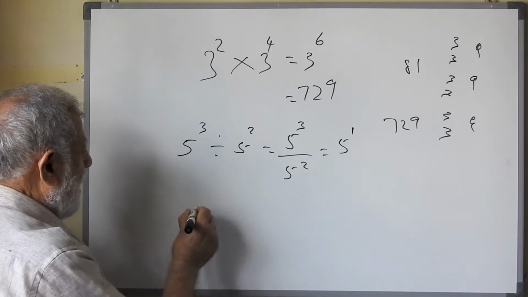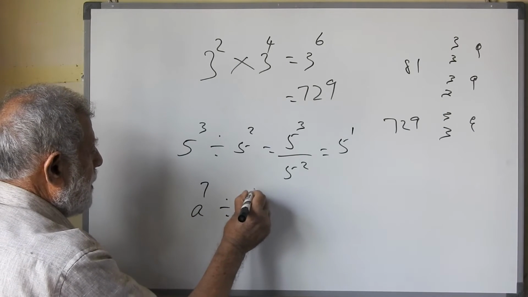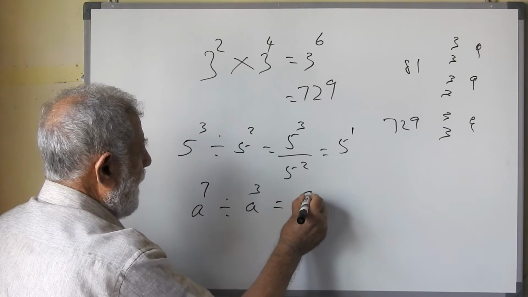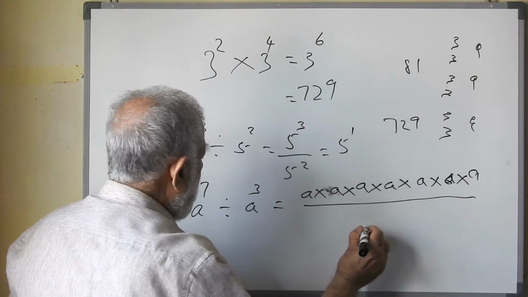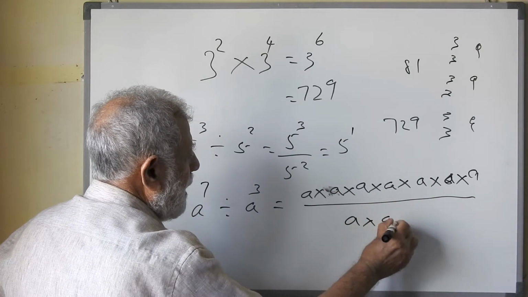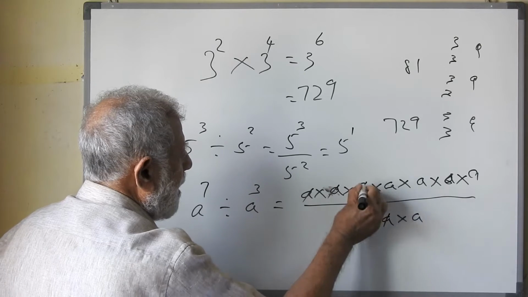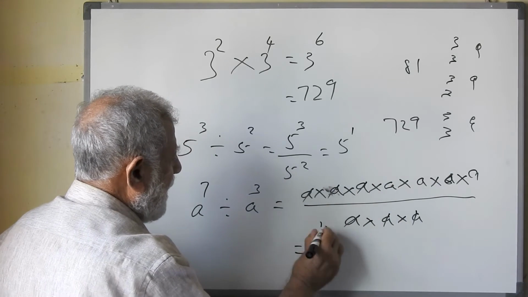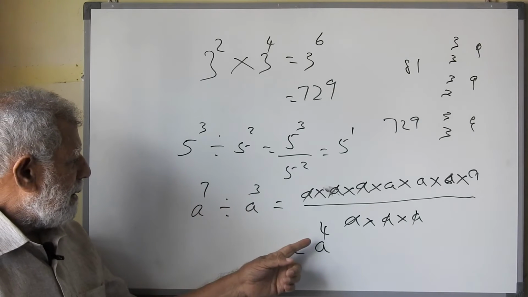Same way, we have 8 to the power of 7 divided by 8 to the power of 3. We can do it like this also. We can write 8 multiplied 7 times, divided by 8 to the power of 3, which is 8 multiplied 3 times. Now we can go on cancelling. Finally, we are left with 8 to the power of 4. How did we get 8 to the power of 4? We subtract the powers. 7 minus 3 is 4.